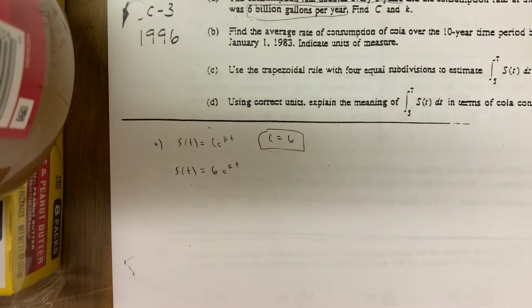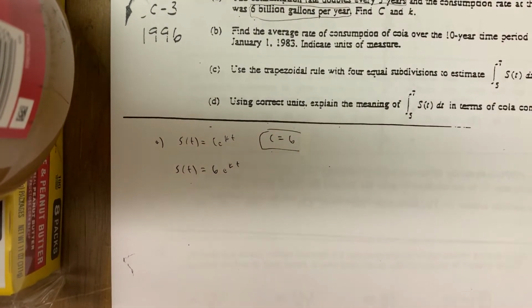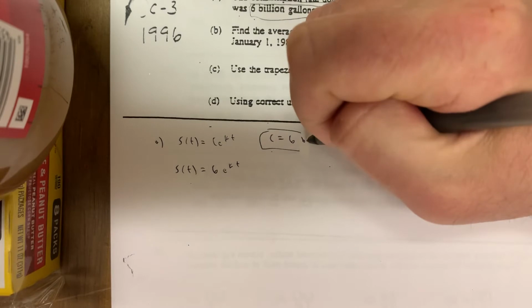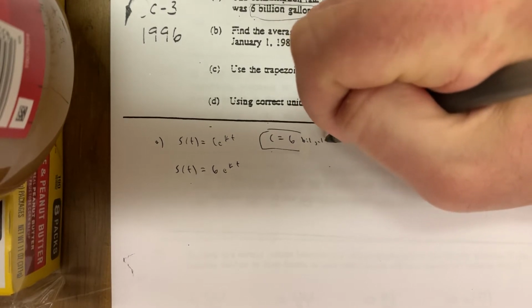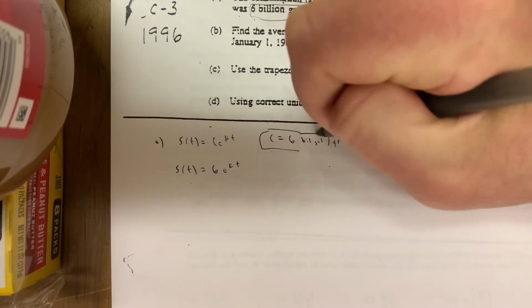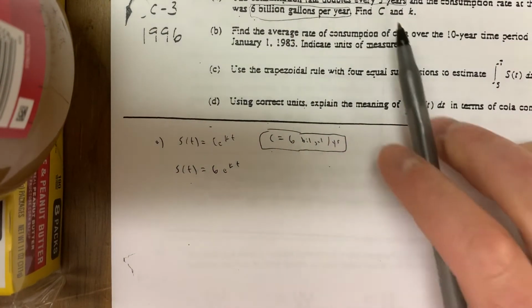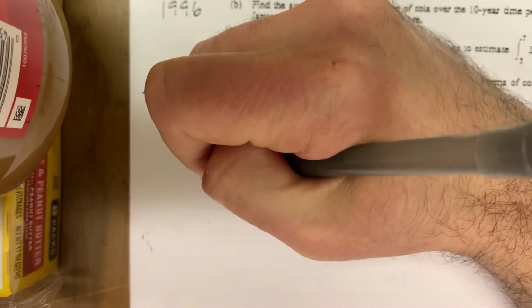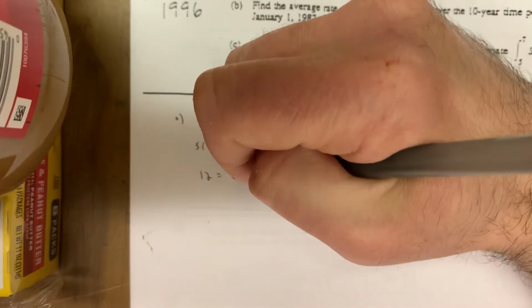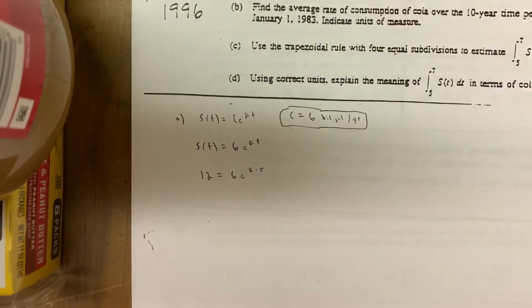Do they want units for C and K? Maybe they do want units. So maybe you want to say 6 billion gallons per year. And then if you want K, well, look, they tell you the consumption rate doubles every 5 years. So if it was 6 at T equals 0, 5 years later at T equals 5, it's going to be 12. And now you can solve for K.